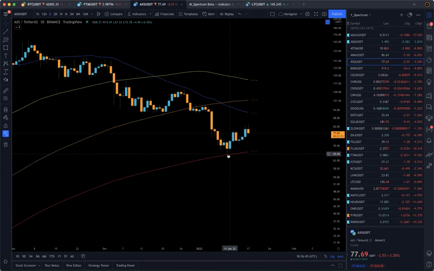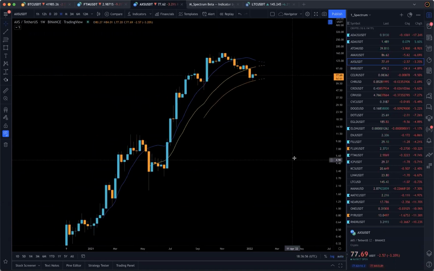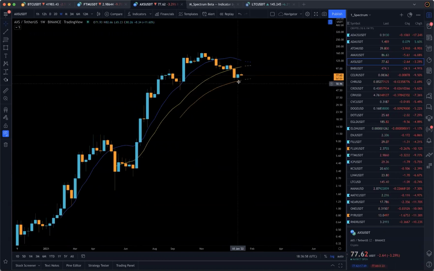EXS bounced off red, and it's still traveling. It hasn't reached the blue yet, so it's in progress. Here it landed on orange. What you don't want to see here is a break below this one. To me, I would use the weekly from a risk management point of view and make sure that it doesn't break below orange, because the data is limited. There is no red. So that's the thing.